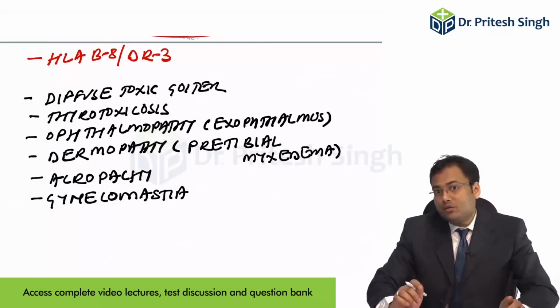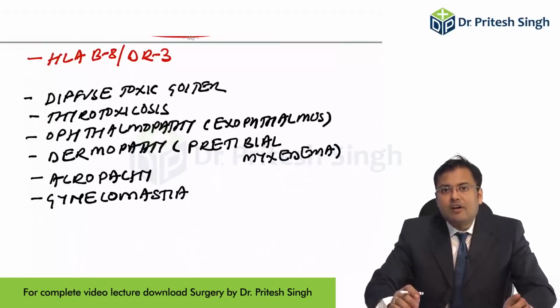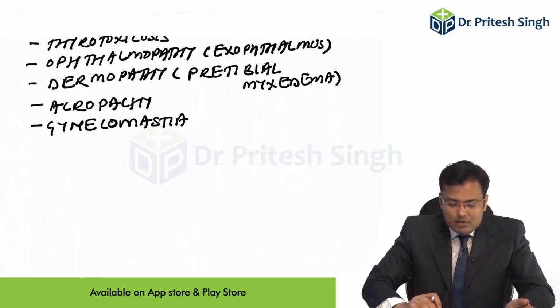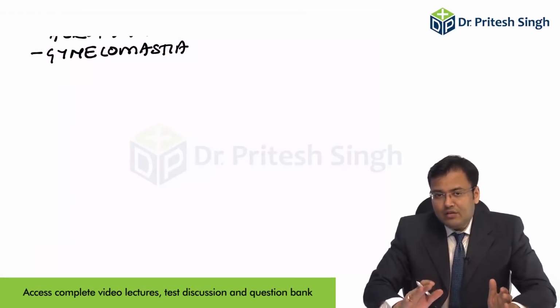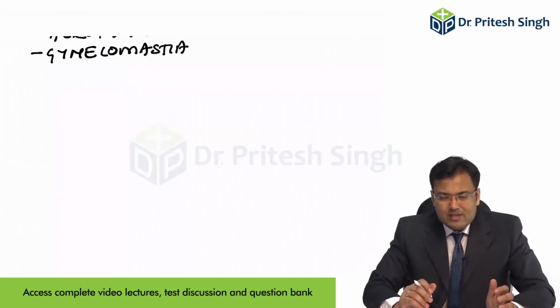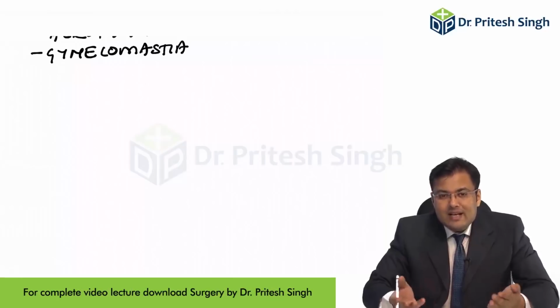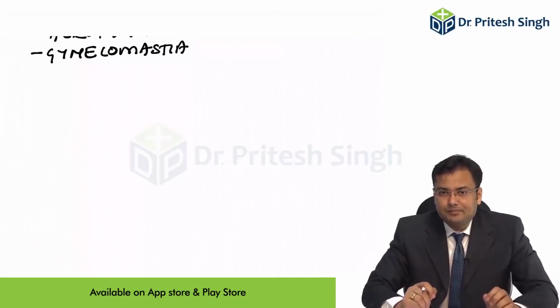So these are associations with or characteristic features of Graves' disease. After that, coming to clinical features. Before discussing the clinical features, I want to tell you the basic concept. In patients of hyperthyroidism, there is increased expression of beta receptors.